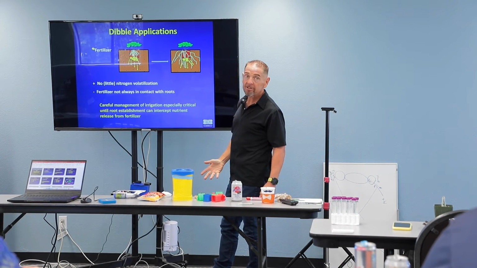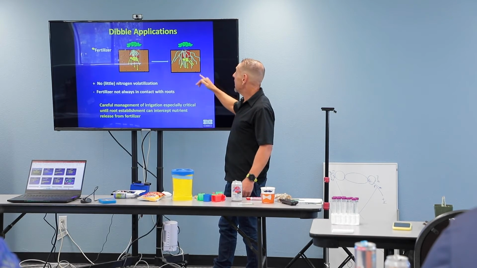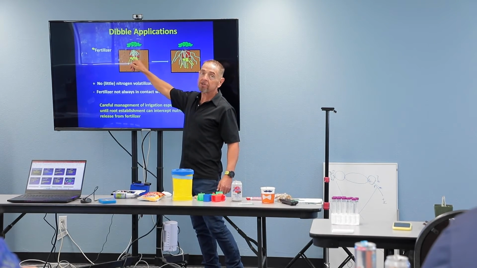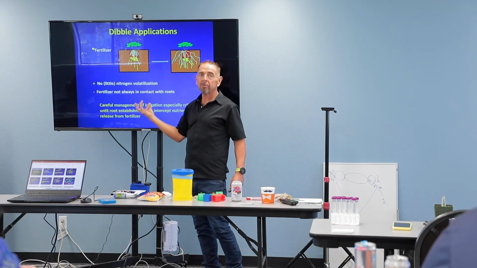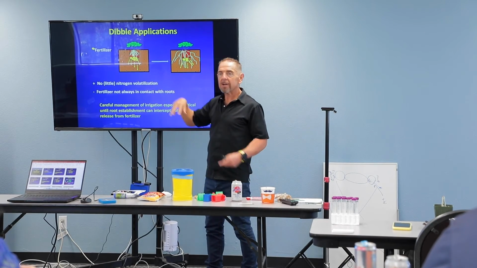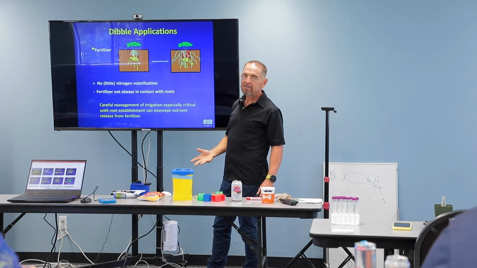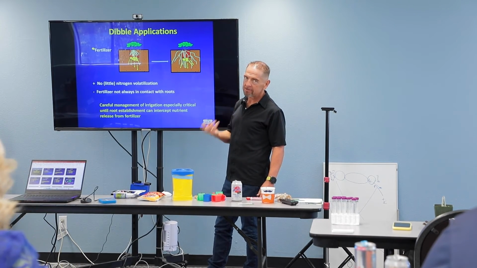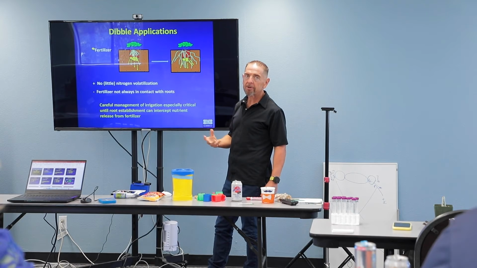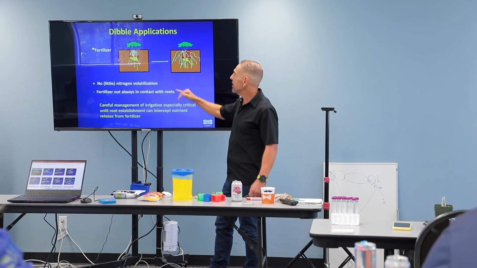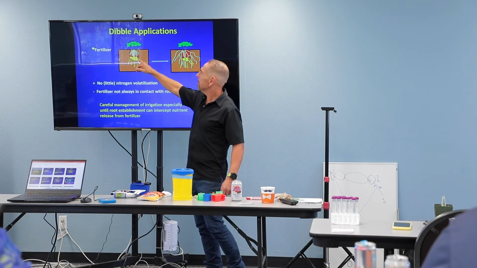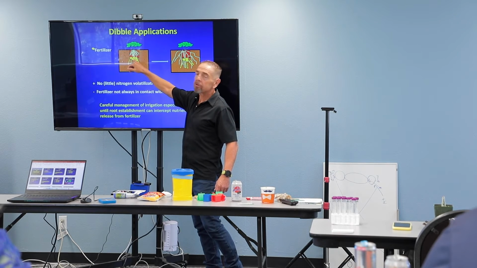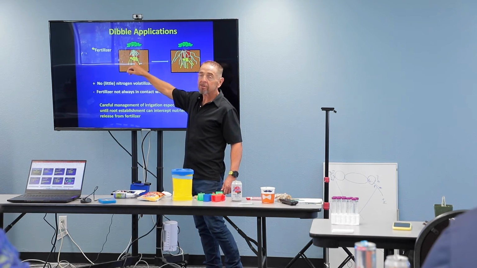The dibble application is another method that people use, and what they'll do is put the controlled release fertilizer in the dibble hole, and then as the roots go down, they immediately intercept it. And that's okay for most plants with controlled release fertilizers, but not granular fertilizers that have no coating, because you'll have fertilizer burn in the root system. So here, the roots grow down, and you intercept those prills.